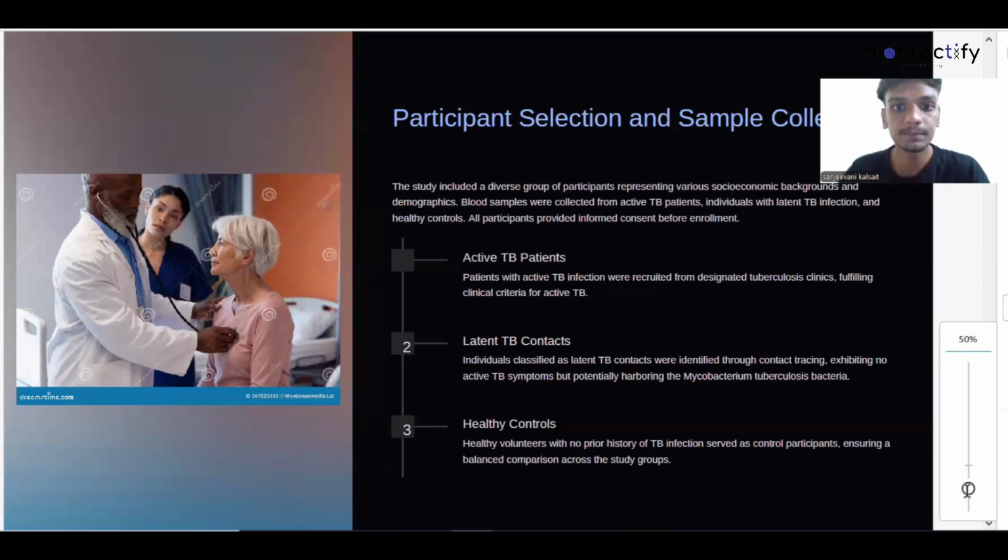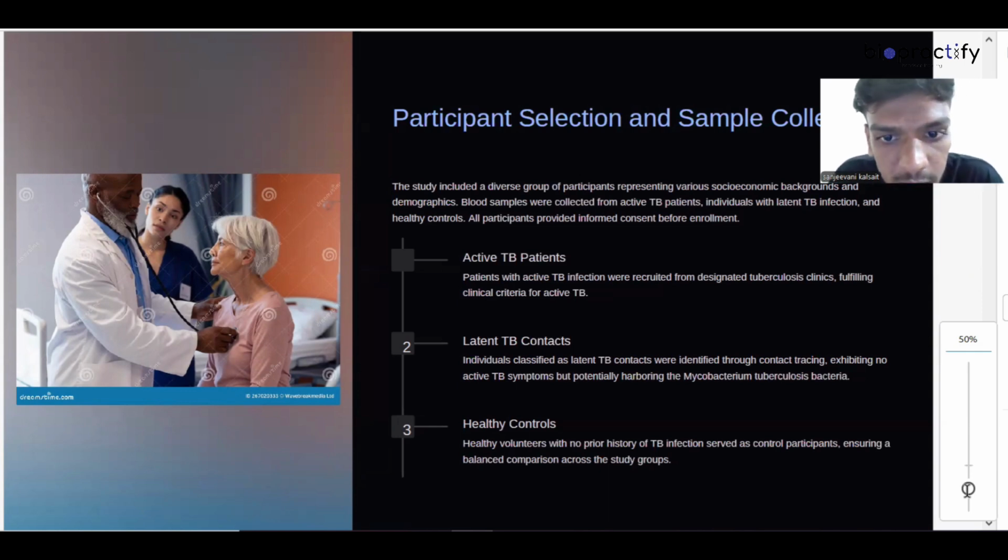These are the three types: active tuberculosis patients, latent tuberculosis contacts, and healthy controls. First is active tuberculosis patients. Patients with active tuberculosis infection were recruited from designated tuberculosis clinics, fulfilling clinical criteria for active tuberculosis.